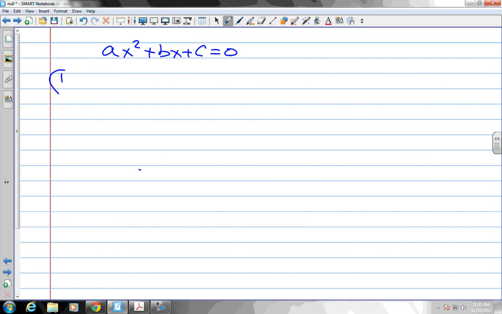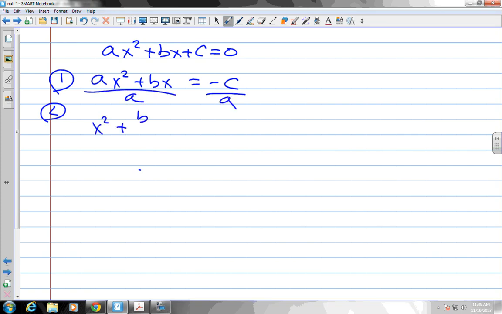All right, so the first thing, subtract c from both sides. What's the second step in completing the square on this? Good. Divide both sides by a. So that gives me x squared plus b over a x equals negative c over a. Right?